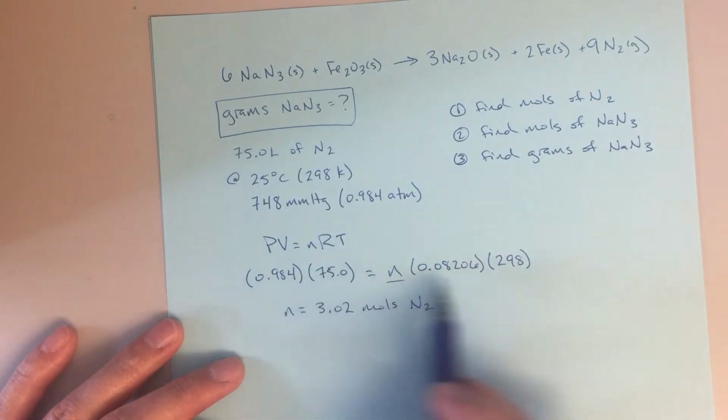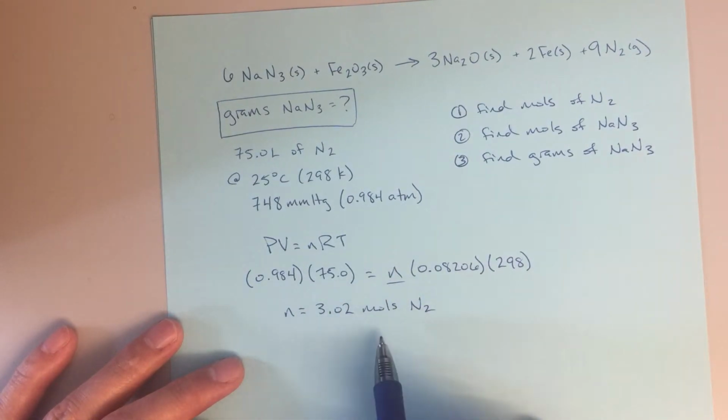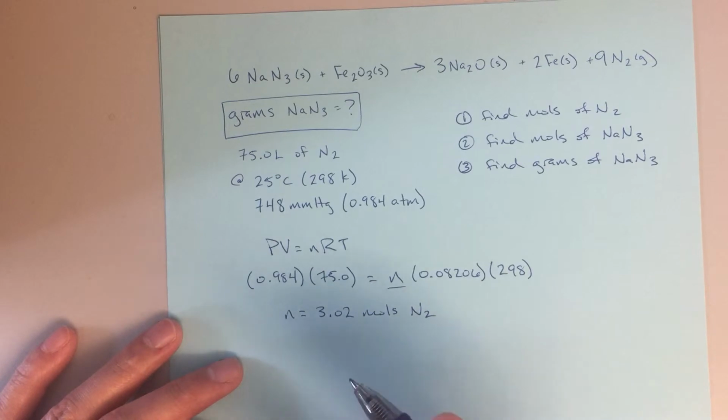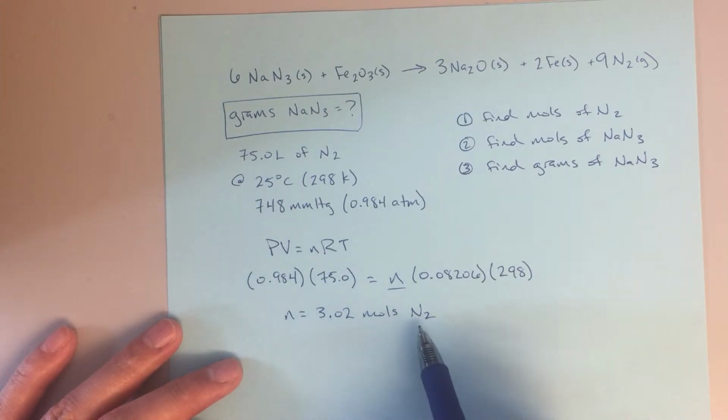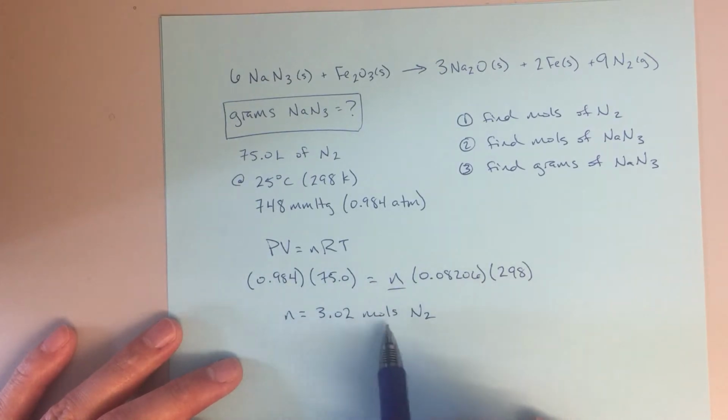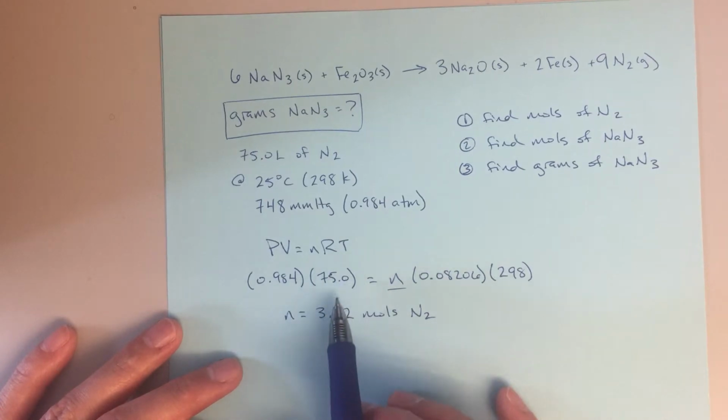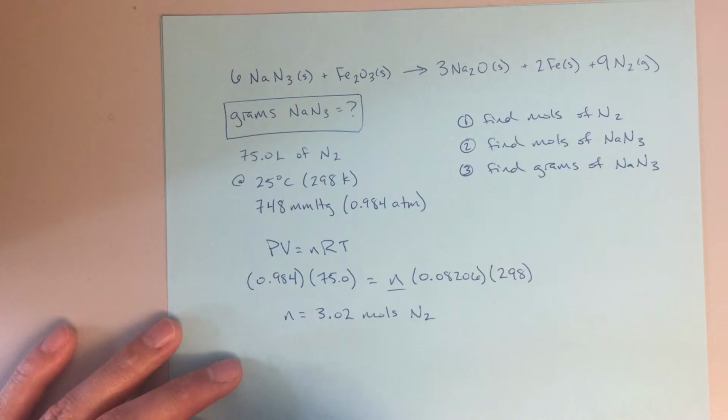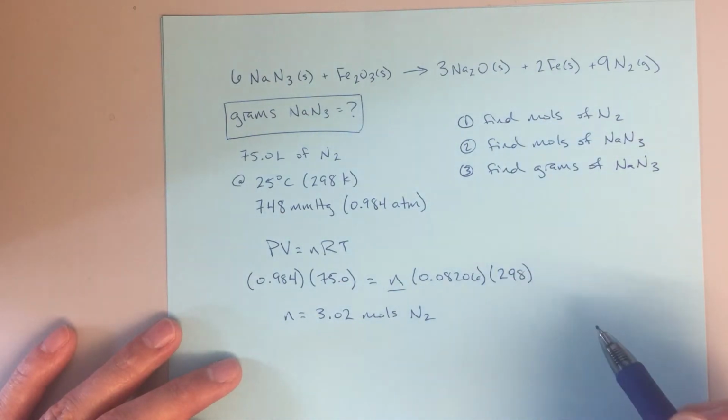N2 under these conditions. So again, once I come to this value, I want to say to myself, what does this represent? What does this mean? 3.02 moles of N2. That's going to be the number of moles that would take up the 75 liters of space under these pressure and temperature conditions. So that's step one, find moles of N2.